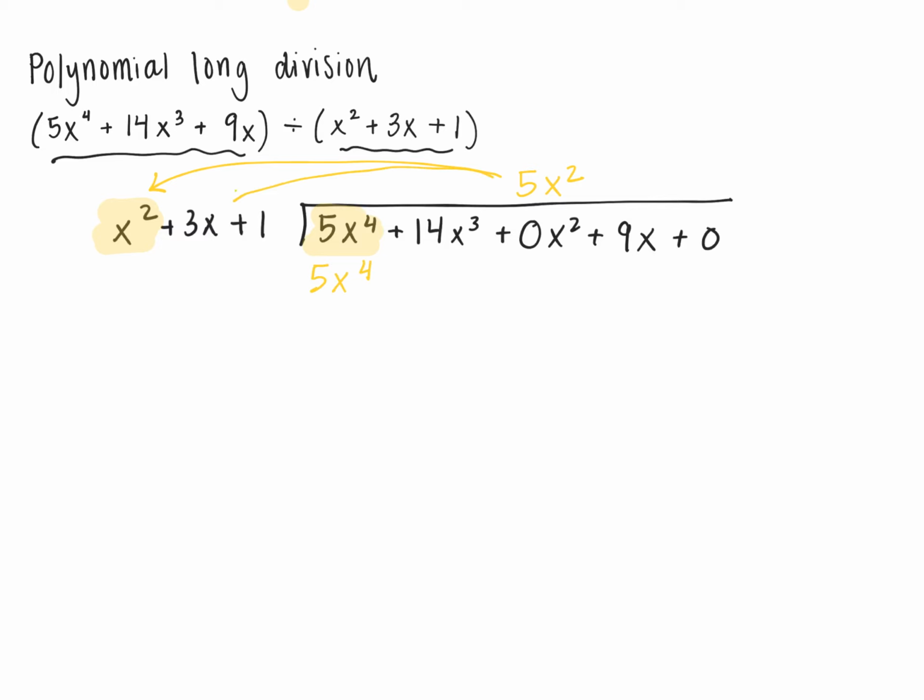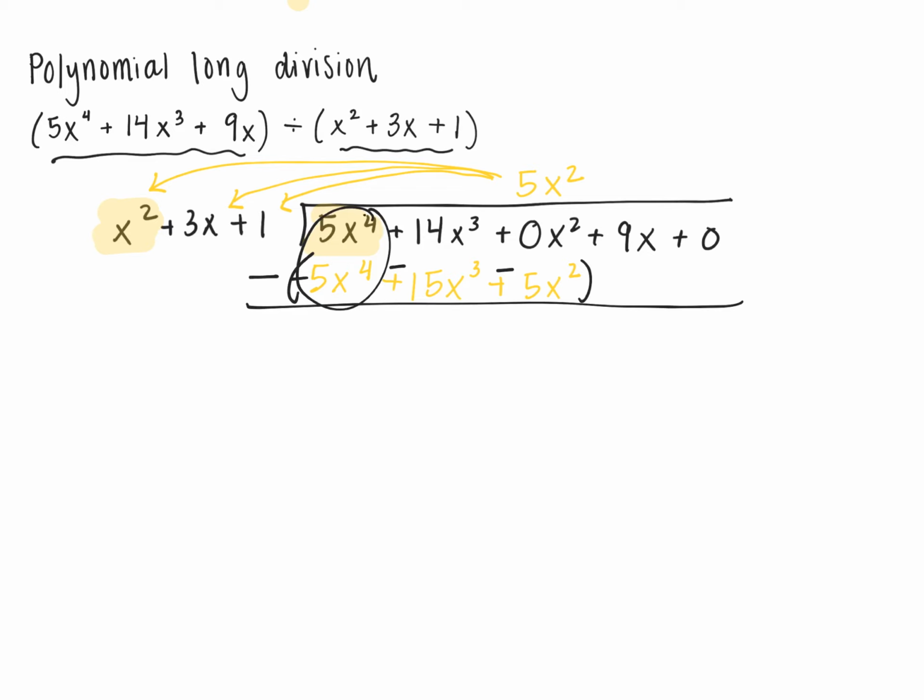And then 5x squared times 3x is 15x cubed. 5x squared times 1 is 5x squared. After distributing that value back in, we are now going to subtract. And it might be helpful to distribute our negative in that we are subtracting. I have 5x to the fourth minus 5x to the fourth.